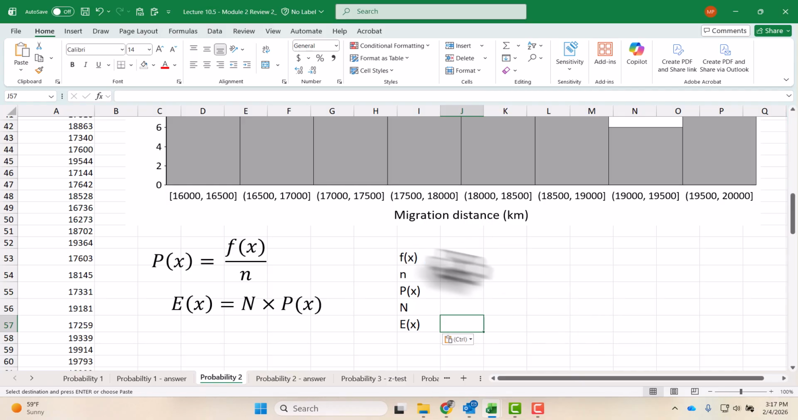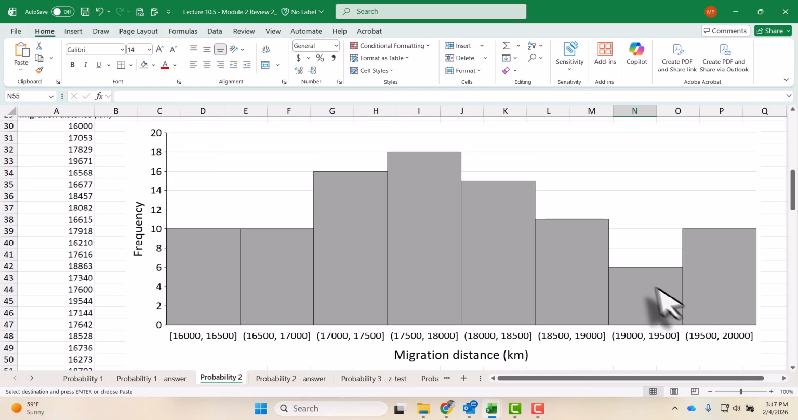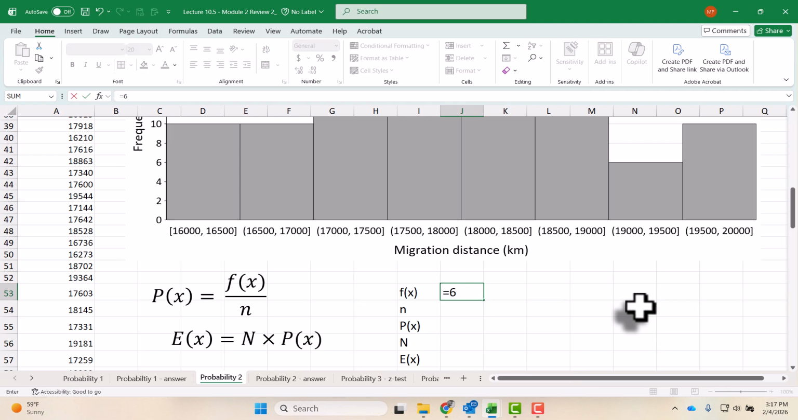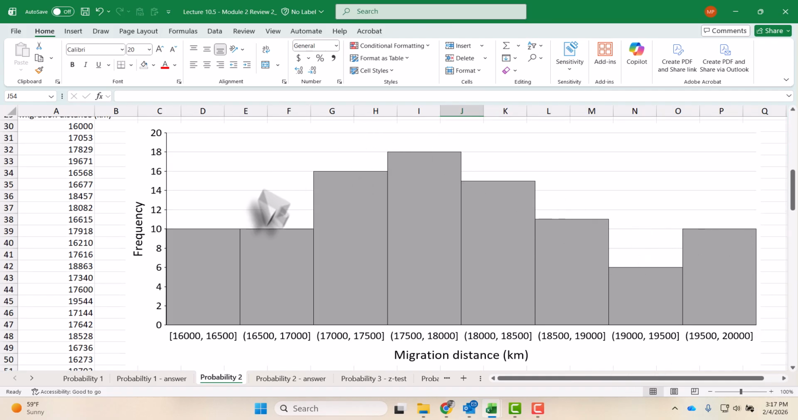So let's start at the top, F of x. What is our frequency of individuals that travel more than 19,000 kilometers? Well, we can look here. For this group, we have 6. For this next group, we have 10. So that's going to be 16. Our n, or sample size, is going to be the total number of individuals we have in our respective groups. So we know that we have 16 for these first two. We then have 10, 10, 16, 18, 15, and 11.